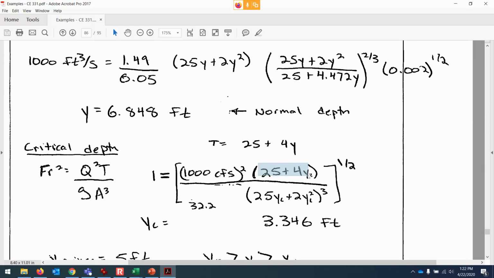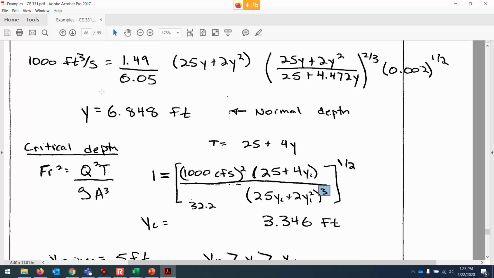So here's the equation. 25 plus 4y will be the top width. And then our area would be 25 times y plus 2y squared, and we're going to take that to the third power. Solving for the critical depth gives 3.35 feet. If you compare normal and critical depth, anytime the normal depth is more than critical, that tells us that we have a mild slope.